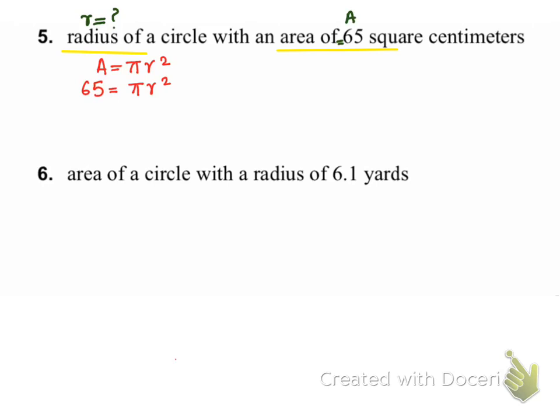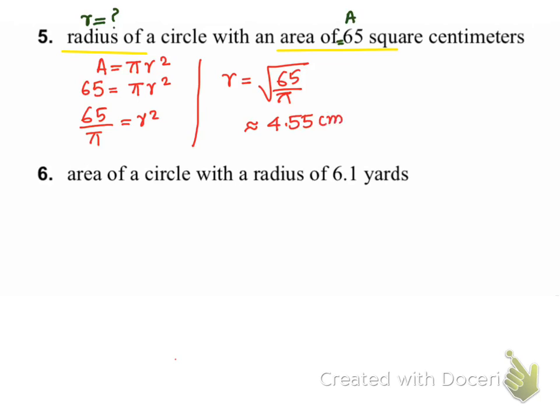Same thing like our question number 4, we have to do the same procedure. Divide both sides by pi. 65 over pi, that's r square. And then we have to take the square root on both sides. R equal to square root of 65 over pi. And when you plug in the values in your calculator, you're going to get, to the nearest hundredth, 4.55 centimeters. That's your answer. Alright, so let me box it.